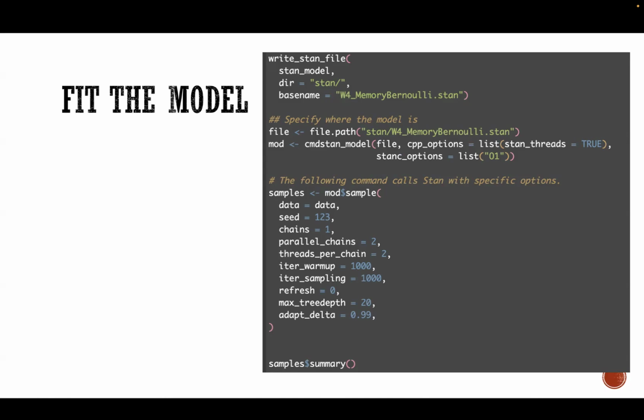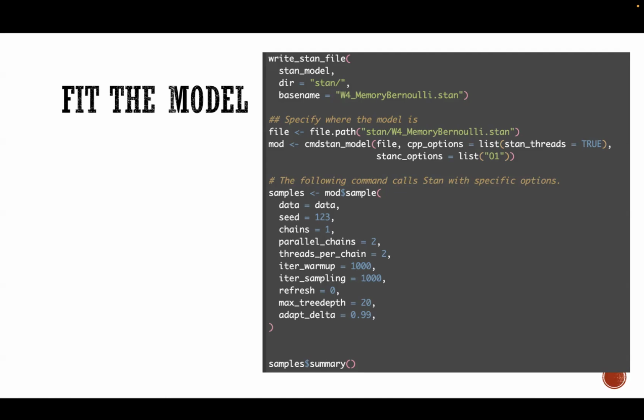There's iter warm up, that's the number of iterations through which the model will learn the adapt delta, not the adapt delta, but the number of steps that it needs to take and how big these steps are as it explores the posterior space. Iter sampling, that is once we did the warm up and set these parameters, how many iterations we need to do. Refresh 0 if we don't want to see it running.